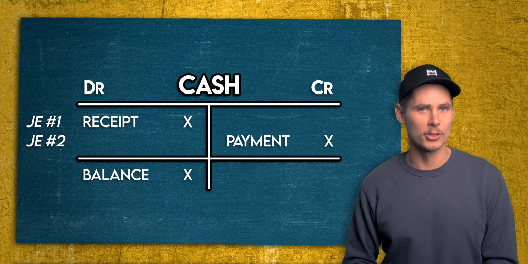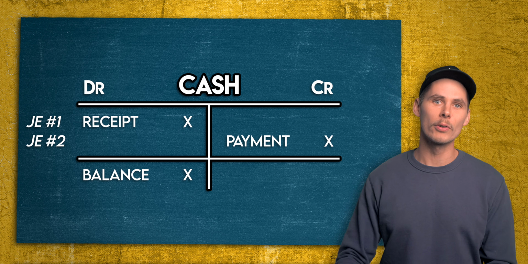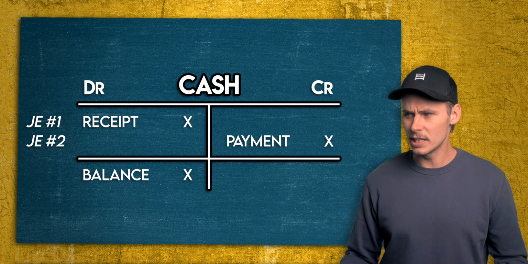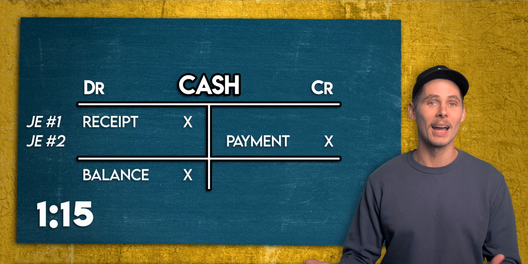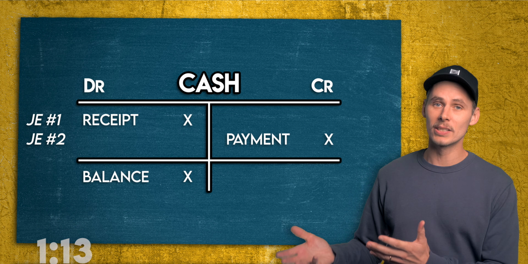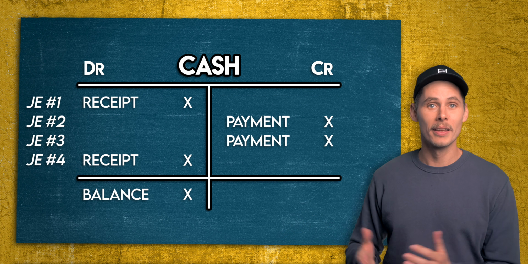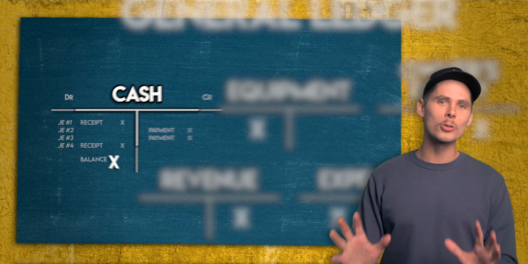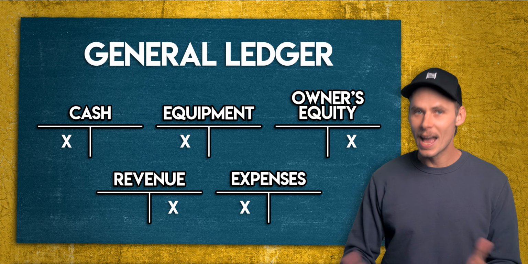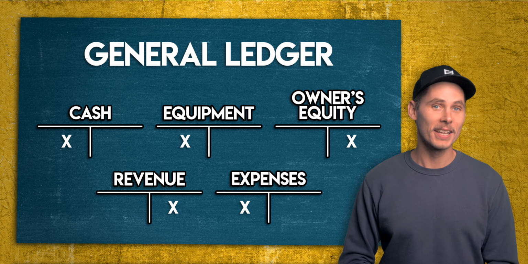Take the cash account, for example. Increases in cash are recorded on the debit side, decreases on the credit side, and the difference between the two gives us the account's balance. As the business records more transactions, the account fills up with more information, which is all stored in the general ledger, every transaction and every account.